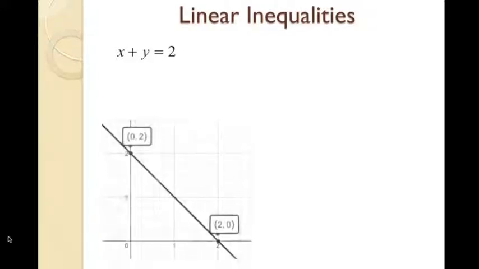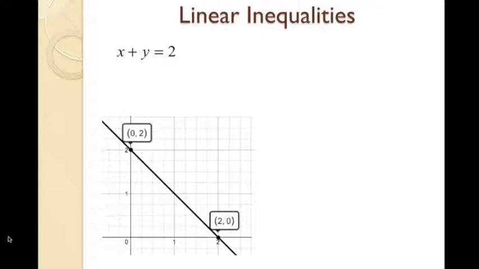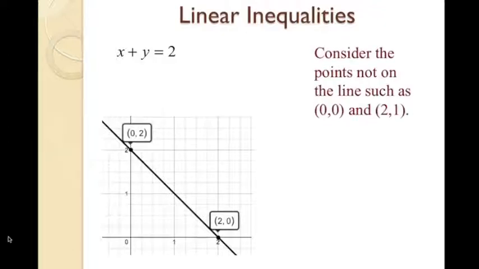When the equation x plus y equals 2 is graphed on the Cartesian plane, we know how to find the solutions to the given equation. But what about the points that are not on the line, such as (0, 0) and (2, 1)? Because they are not on the line, they are not solutions of the equation.